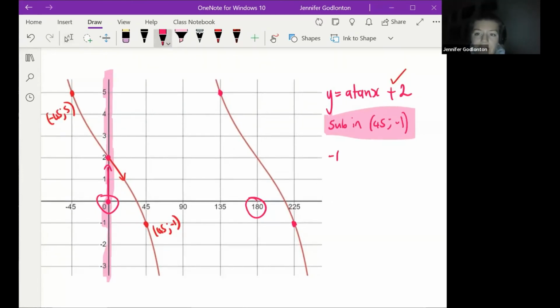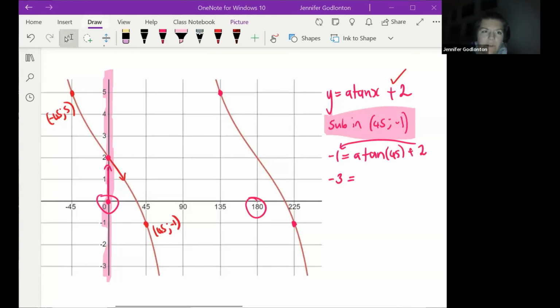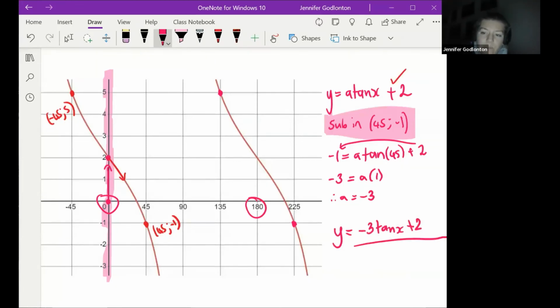So my y value is -1. My x value is 45 plus 2. I'm going to move that 2 over. So -1 minus 2 is going to give me -3. And that's going to be equal to a times 1, which means that a is going to be -3. So my whole equation is going to be y is equal to -3 tan x plus 2.